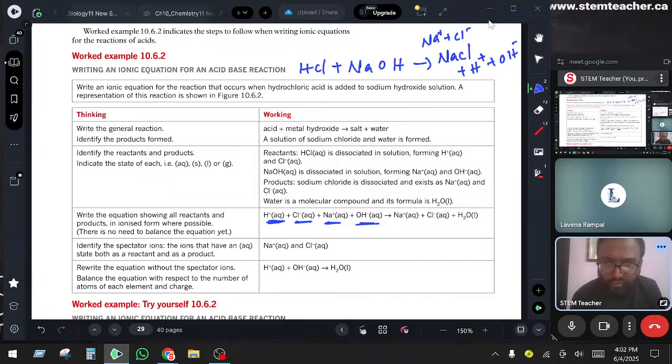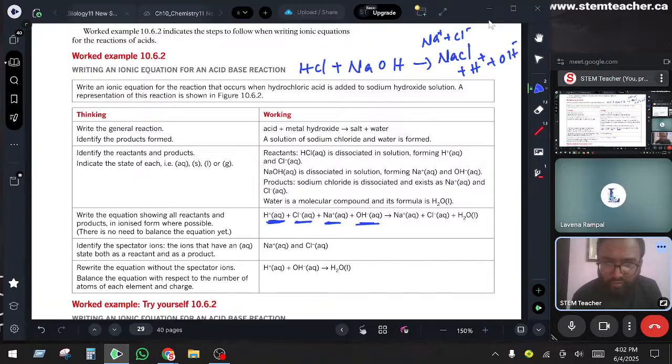Writing an ionic equation of an acid-base reaction. He is asking for that equation: sulfuric acid H2SO4 plus potassium hydroxide KOH gives K2SO4, and you have to write down these ions only: K+, OH minus, H plus and SO4 2 minus. So he is asking to write the ionic equation.